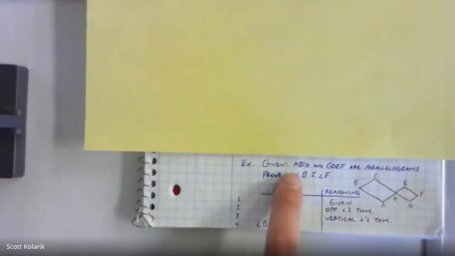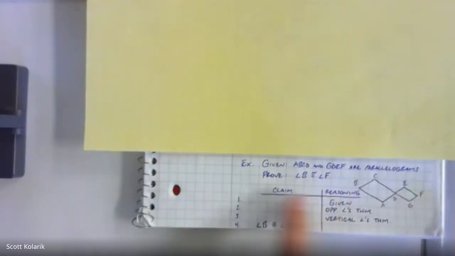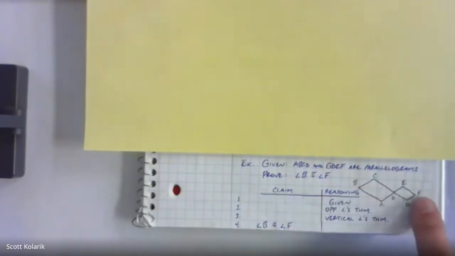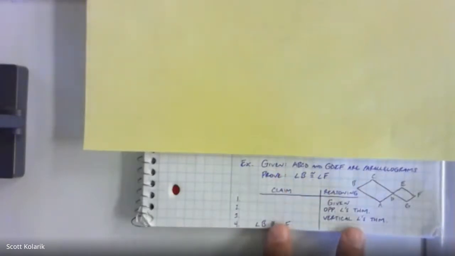So in this case, we were given that these 2 figures, this is a much smaller scale, you can tell, these 2 figures were parallelograms. That was pretty much all we were given. And then we were asked to prove that angle B all the way over here on the left had to match, or be congruent to, angle F all the way here on the right. And then we were given the following format.